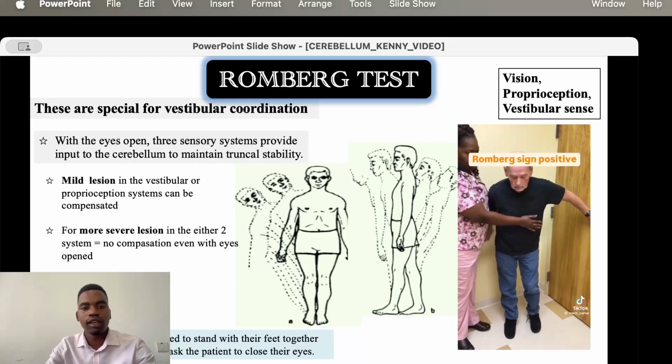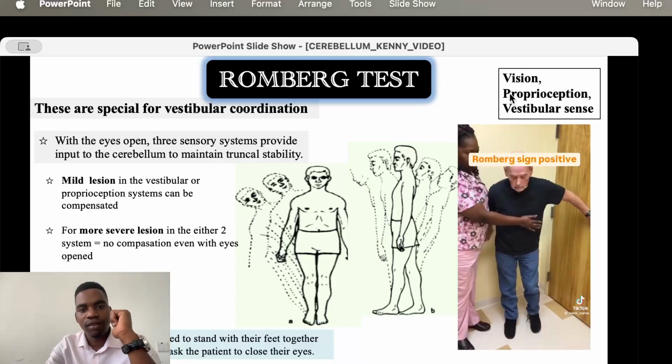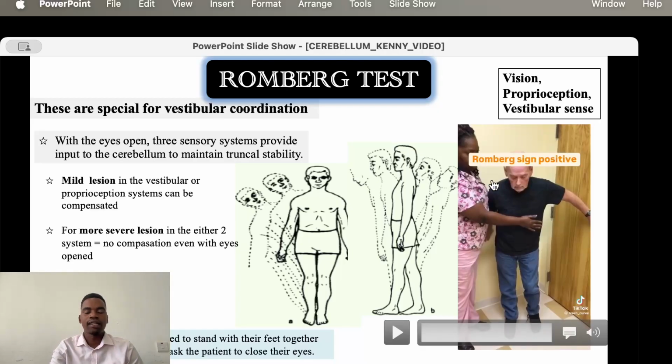Okay, so do you see what happens with this old man? I am assuming that he had proprioception loss, so he has remained with the vestibular sense and the vision. Now you are asking him to close his eyes, which eliminates the sense of vision. So he will remain only with the vestibular sense, which is not enough to maintain posture. And this is what is known as the Romberg test.